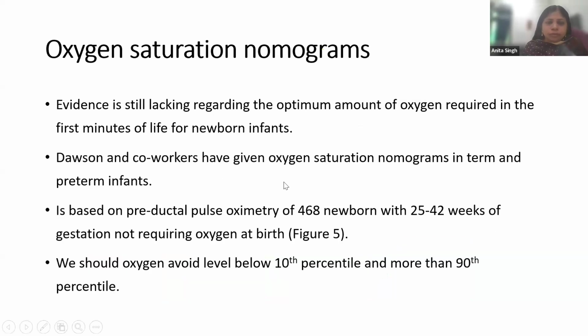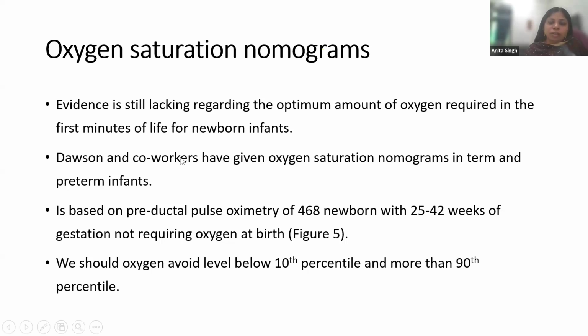So next, coming to what is the normal oxygen saturation nomogram? What should be the normal oxygen saturation depending on the gestational age and birth weight? There are a lot of nomograms in neonatology. So oxygenation is something which changes after birth. It has a lot of physiological transition. It is affected by prematurity, and it is also affected by the presence or absence of ductus arteriosus in the neonates.